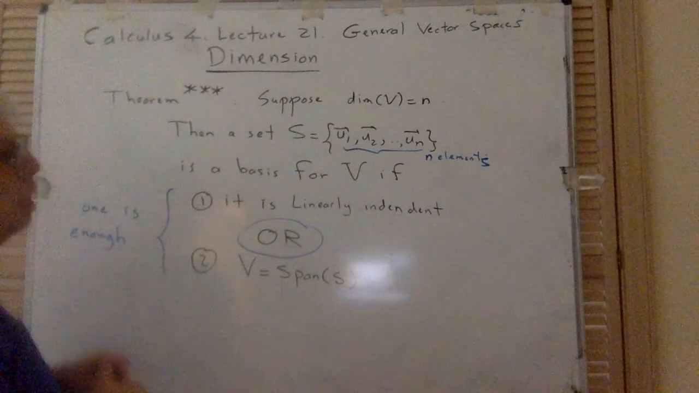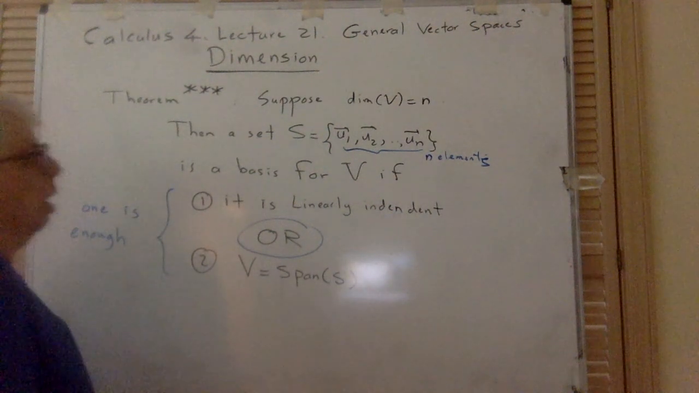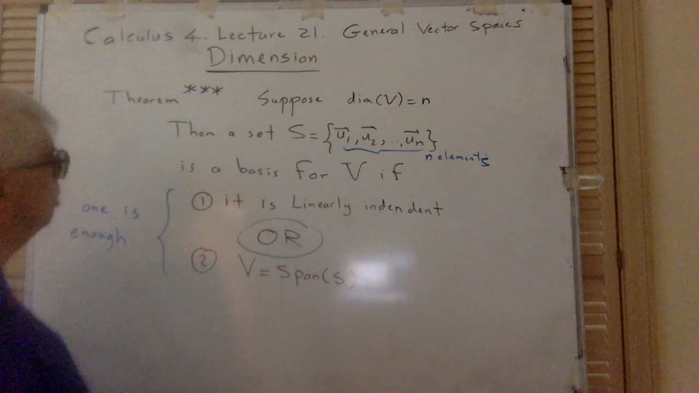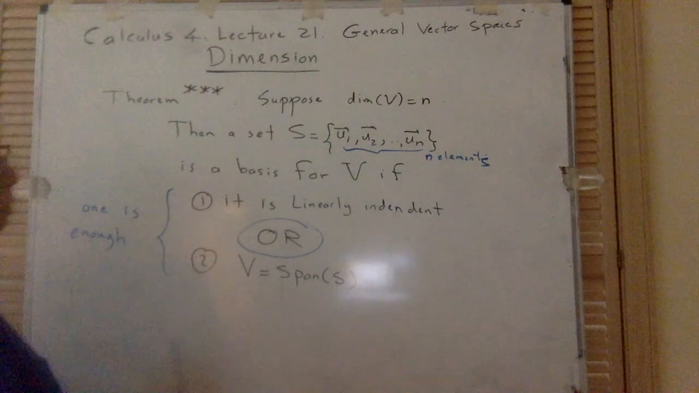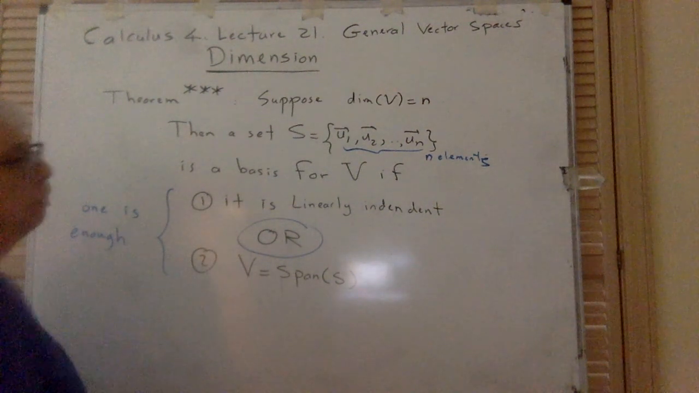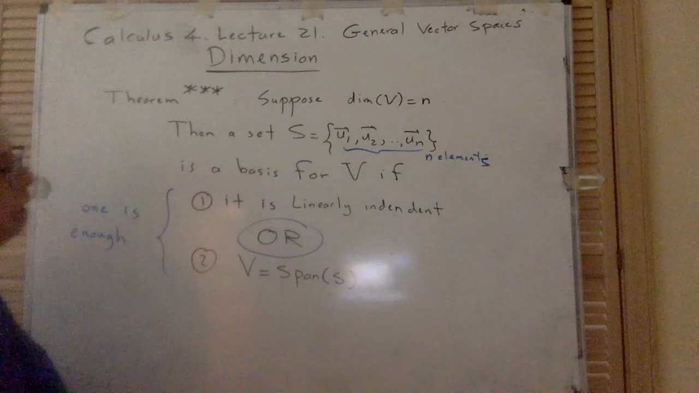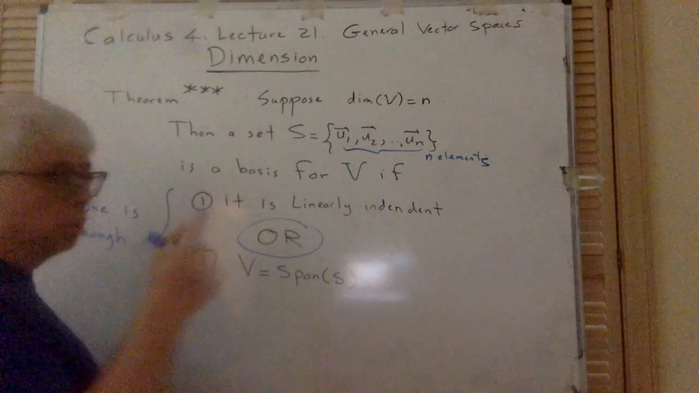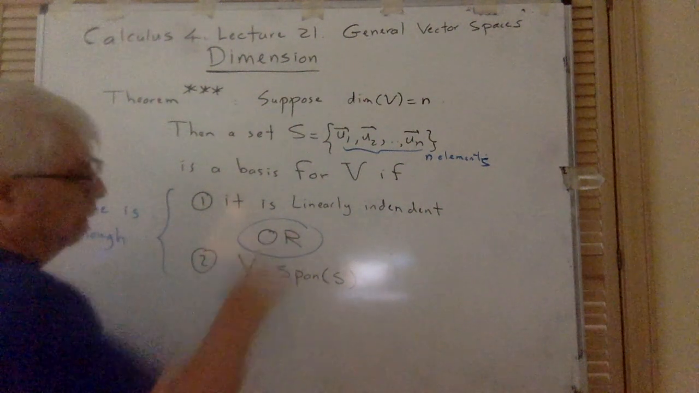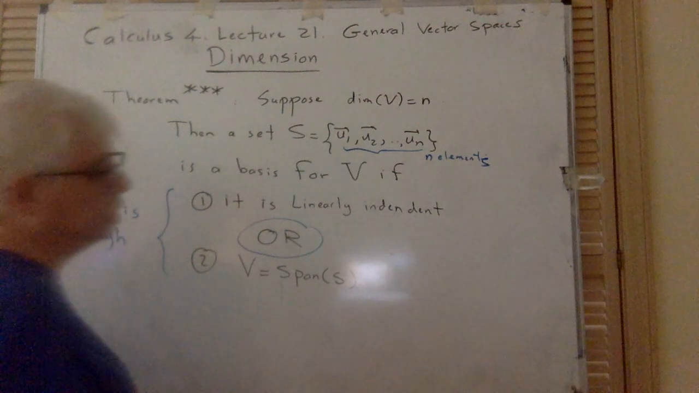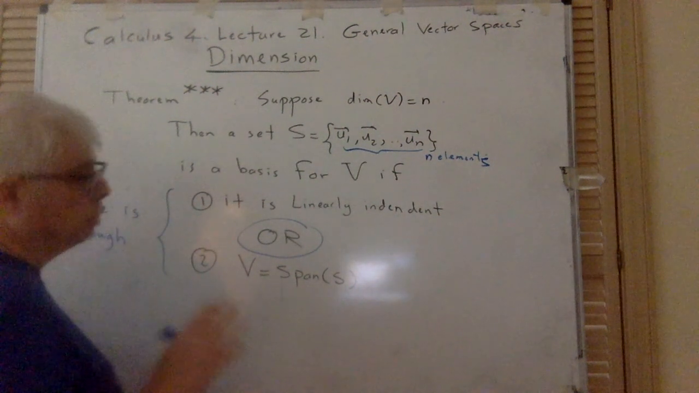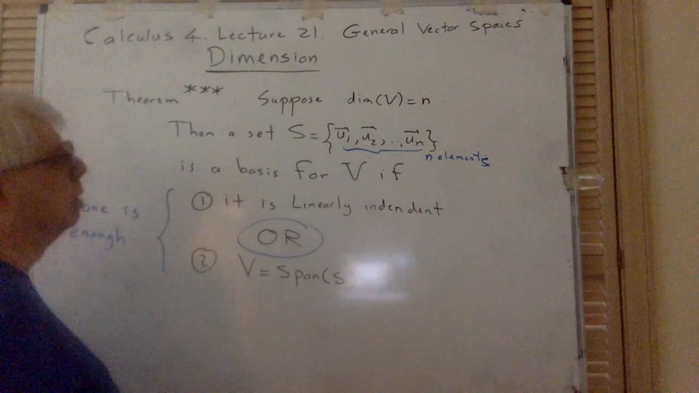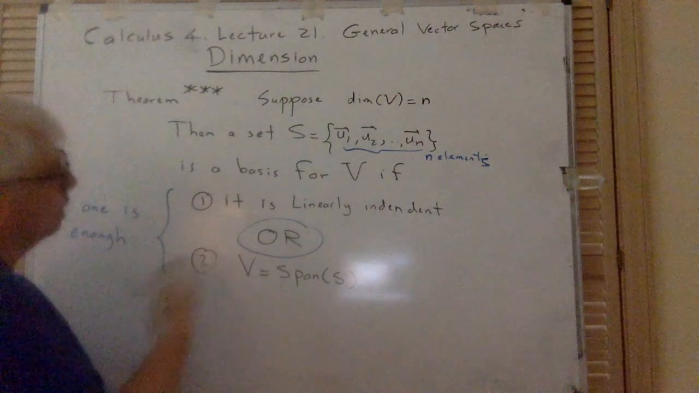So this has n elements. Okay, so let me say it again because this is crucial. Remember when we wanted to check if a set is a basis, we had to check both of them. We had to check if it is linearly independent and also check that it spans. And I told you back then that one of those is enough in a sense. Well, anyway, this is in fact that theorem.